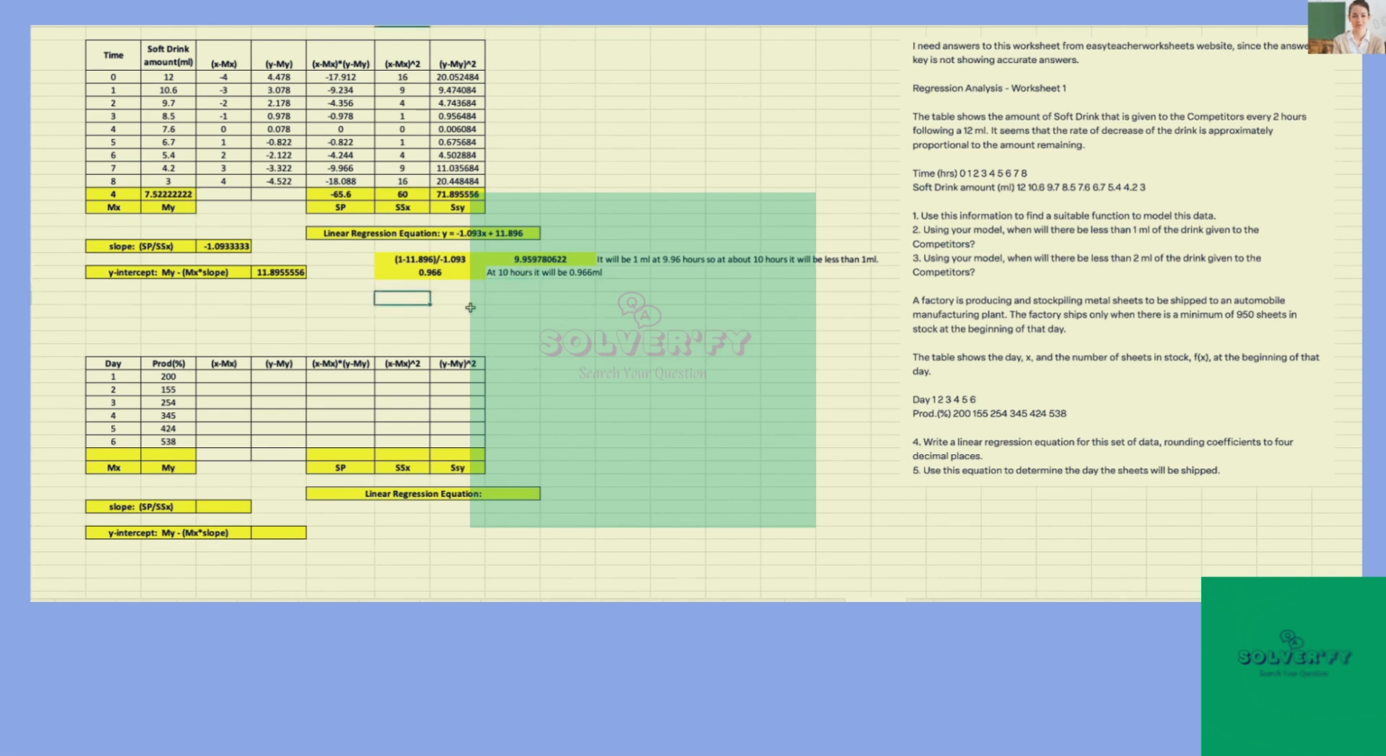Then let's see. The next one says, using your model, when will there be less than 2 mLs drink given to the competitors? So say I did this, and I do 2. Okay. I'm just going to drag this over, but I'm going to put an equal sign in front of it. So at 9.04 hours, there will be 2 mLs.